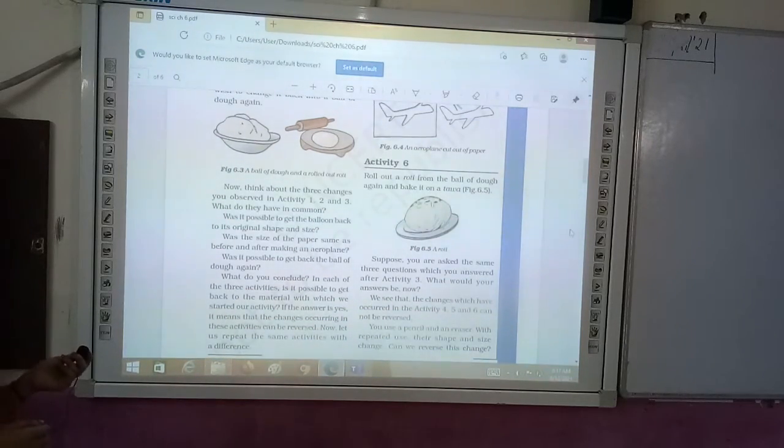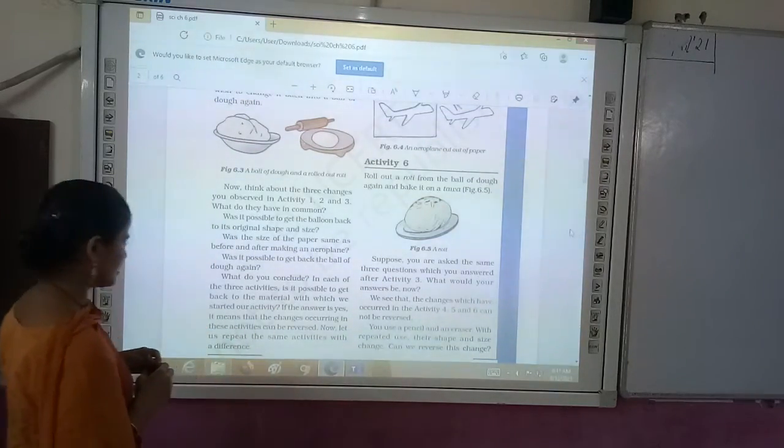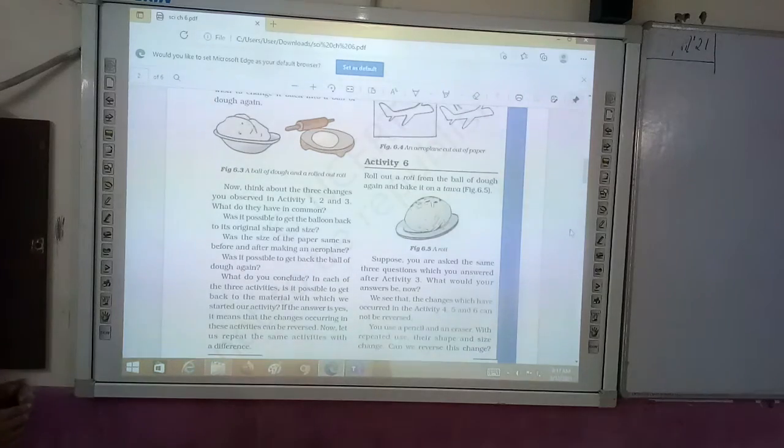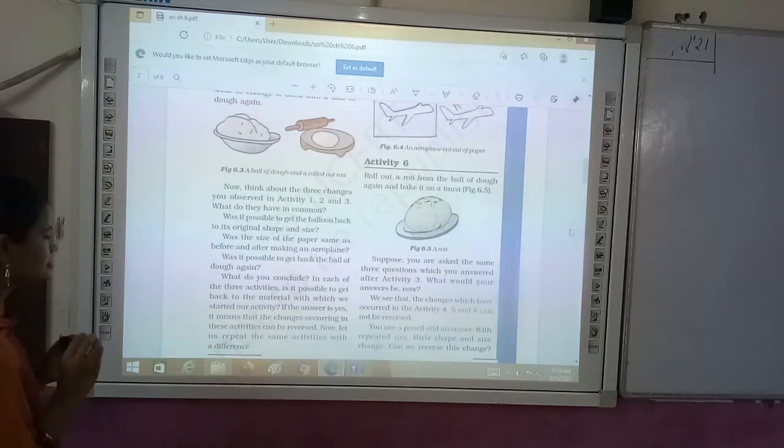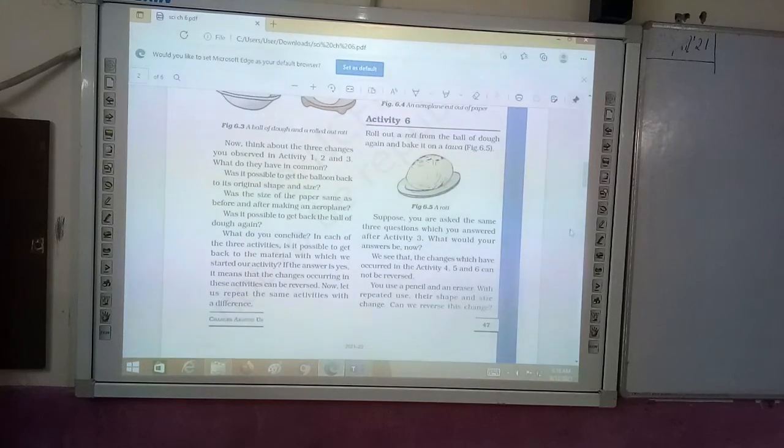Now the second question is, was the size of paper same before and after making an aeroplane? Size and shape of the paper are same. इस क्वेश्चन में पेपर का सेम साइज था एरोप्लेन बनाने के पहले और एरोप्लेन बनाने के बाद, दोनों की साइज सेम ही थी. Was it possible to get back the ball of dough again? Yes, it's possible. क्योंकि जितनी साइज का बॉल हमने लिया था पहले रोटी बनाने के लिए, वही बॉल से फिर हम रोटी बनाएंगे.